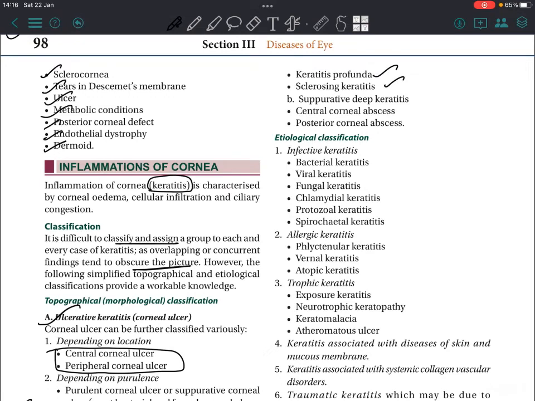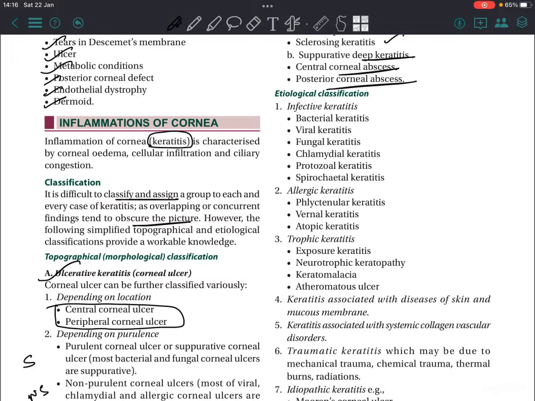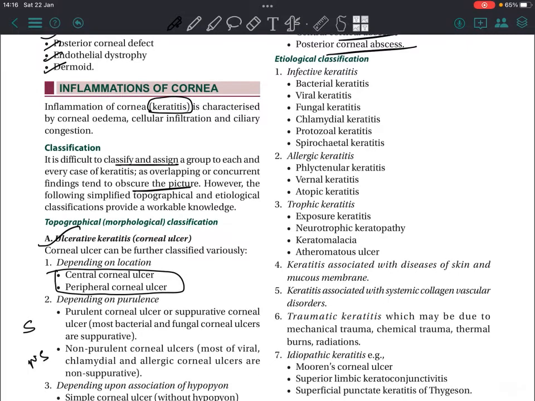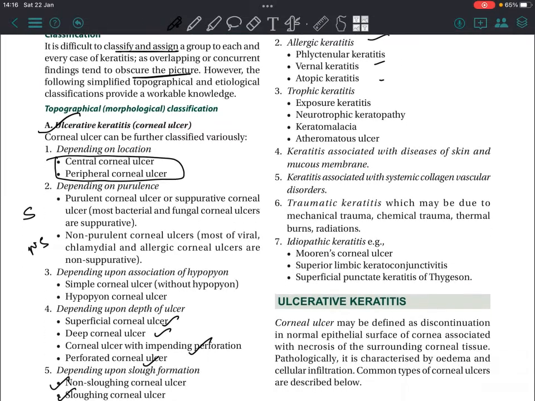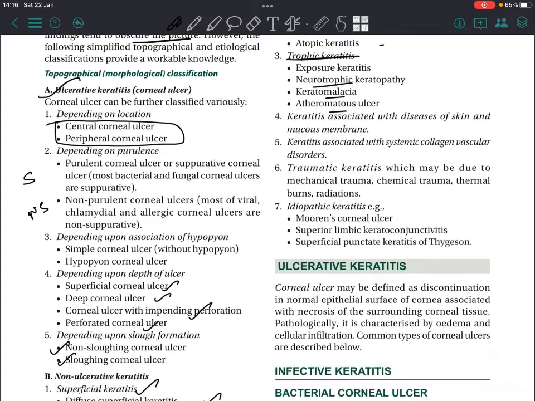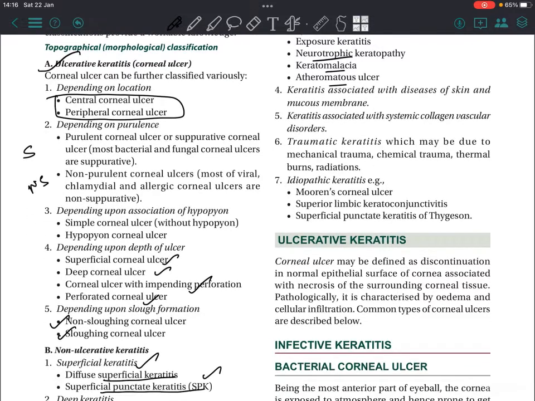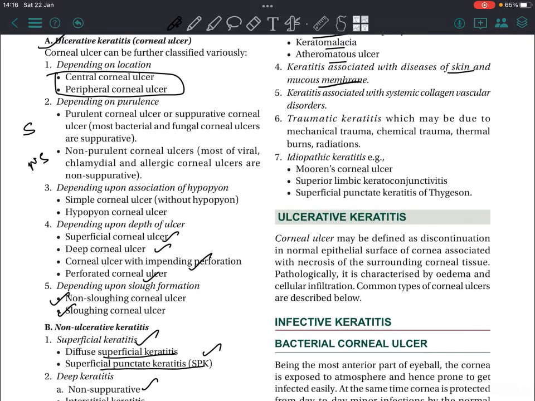Keratitis profunda, sclerosing keratitis, suppurative deep keratitis, central corneal abscess, posterior corneal abscess. Etiology classification: infective keratitis, bacterial keratitis, viral, fungal, chlamydial, protozoal, spirochetal, allergic, phlyctenular, vernal, atopic, trophic keratitis, exposure, neurotropic, keratomalacia, erythematous ulcer. Keratitis associated with disease of skin and mucous membrane. Keratitis associated with systemic collagen vascular disorder.